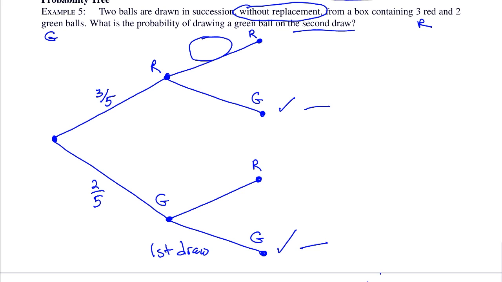So we've drawn a red ball. We're going to draw a second red ball. How many red balls are left in the box? 2. How many total balls were left in the box? 4. I encourage you to leave these unsimplified on the tree. That is fine, because it's going to make the adding and multiplying easier going forward. Given that you drew a red ball on the first draw, what is the probability of getting a green ball? So how many green balls are in the box? 2. How many total balls? 4.